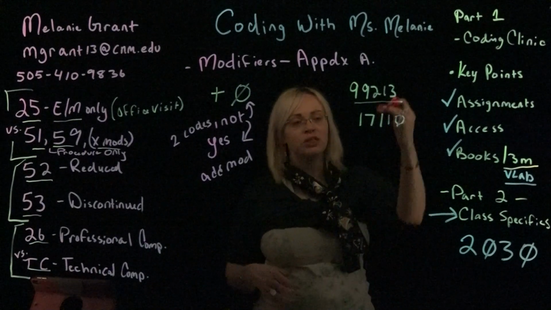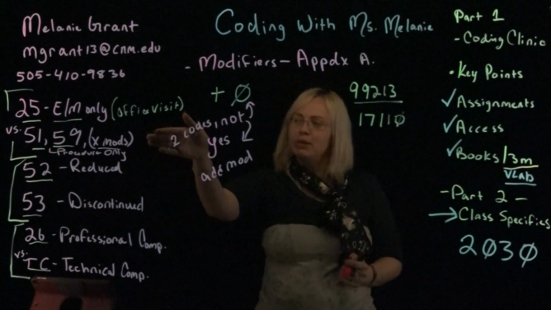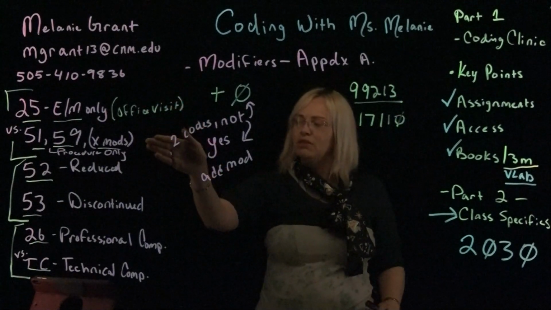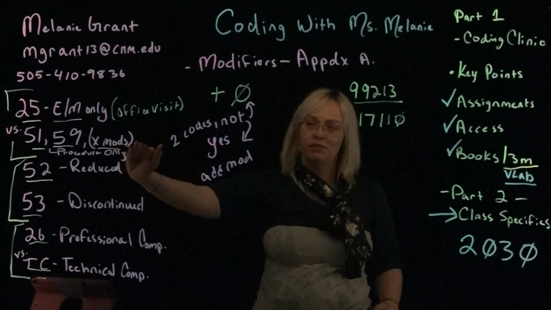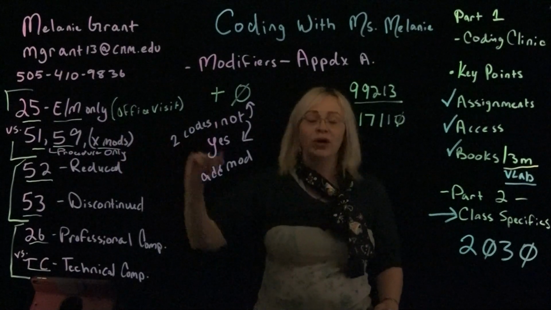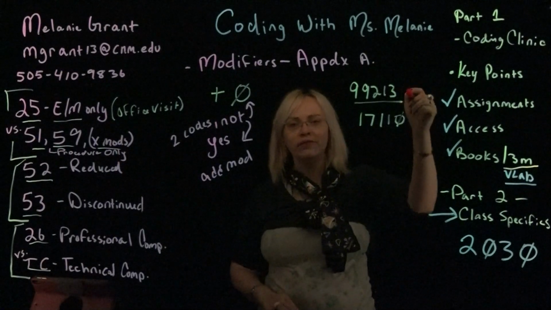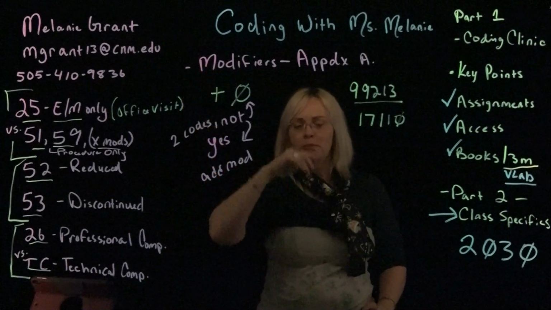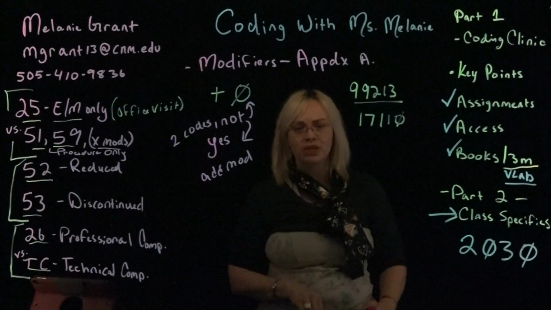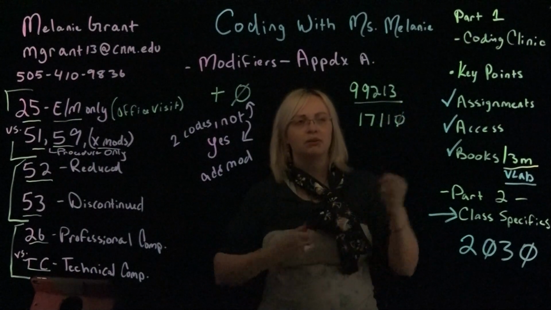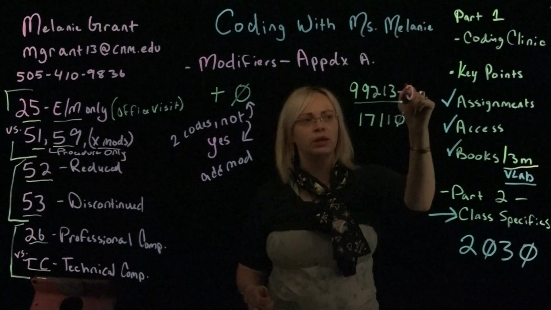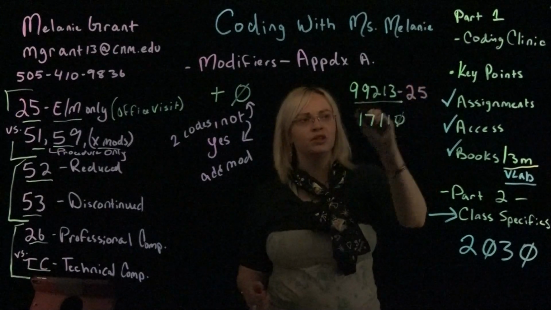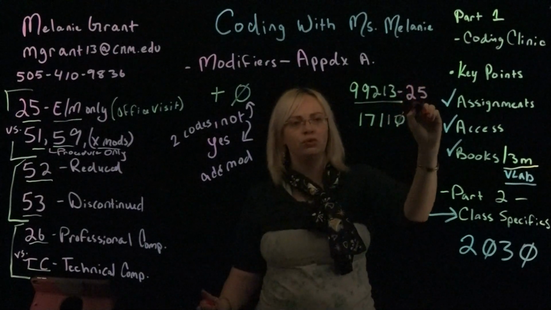For that reason, when you say which modifier do I add, when I'm comparing modifiers 25, 51, and 59, or X-modifiers, the answer to that is if you have an office visit on the same day as a procedure that is not an add-on or a modifier 51 exempt, it's going to be a modifier to 99213. And the way you want to write that is 99213-25.